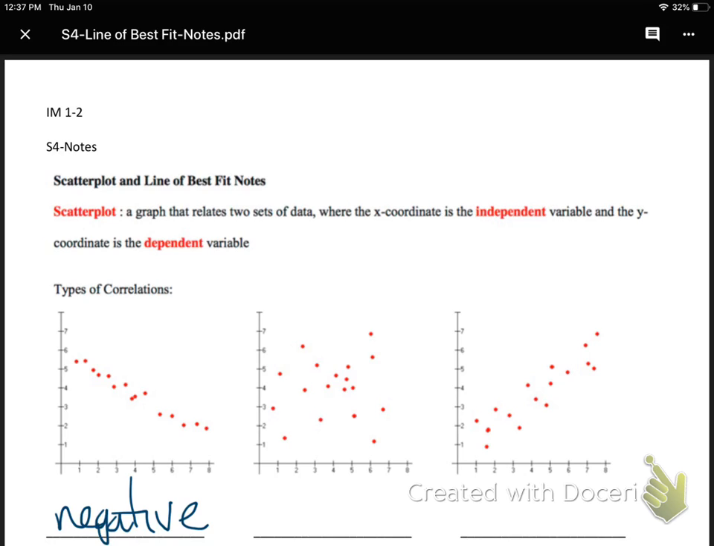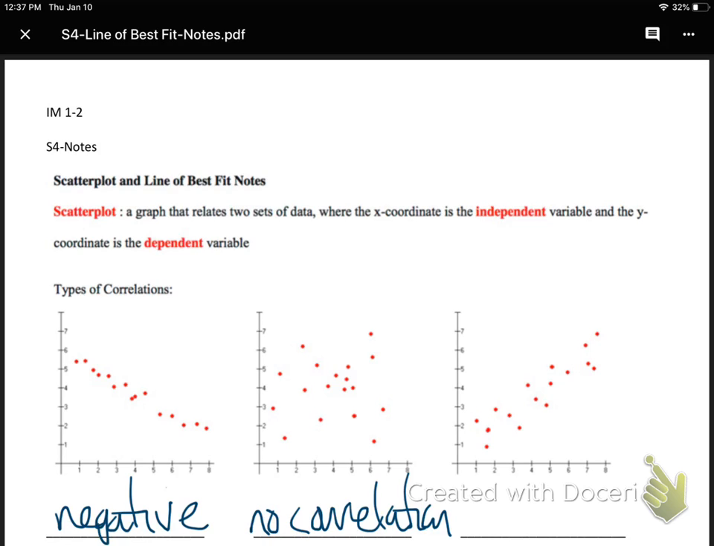For the second graph, there's no line. The points are not grouped together in any type of pattern. They're just all scattered all over the place. So there's no correlation that exists between those two variables.